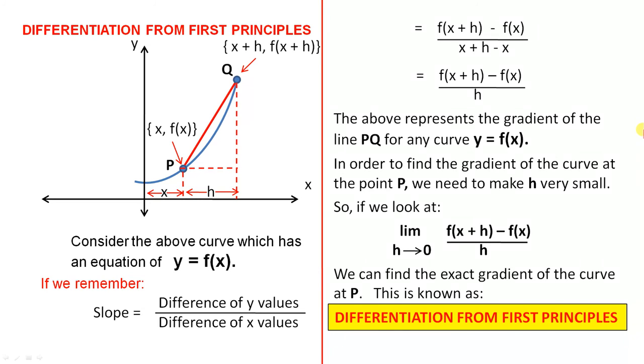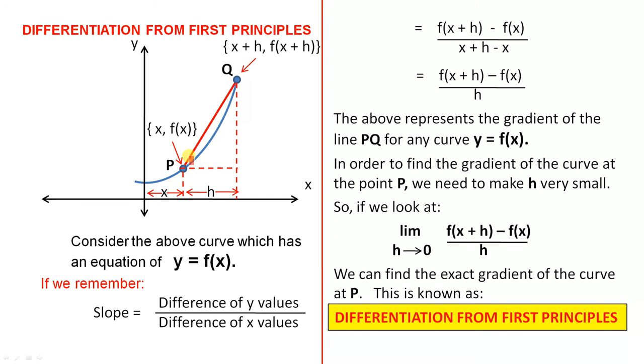Differentiation from first principles. Consider the above curve, which has an equation of y equals f(x). That's the blue curve here. If we remember from earlier work, the slope is the difference of the y values over the difference of the x values. We've done that many times. Let's look at the point P here, which has coordinates (x, f(x)), and the point Q, which has coordinates x plus h, so the y value must be f(x plus h). And then we form this triangle here.